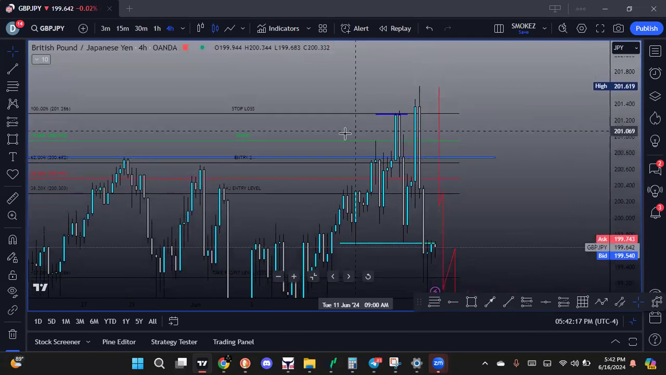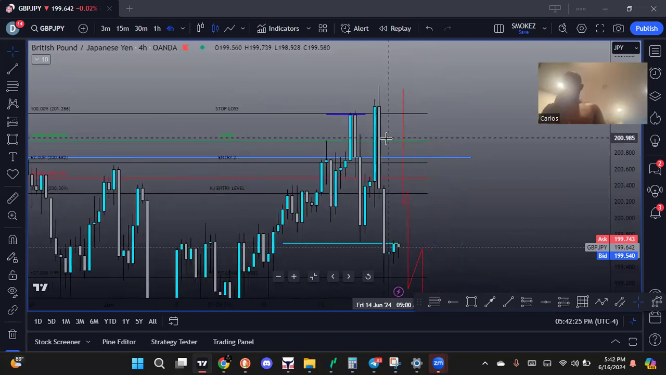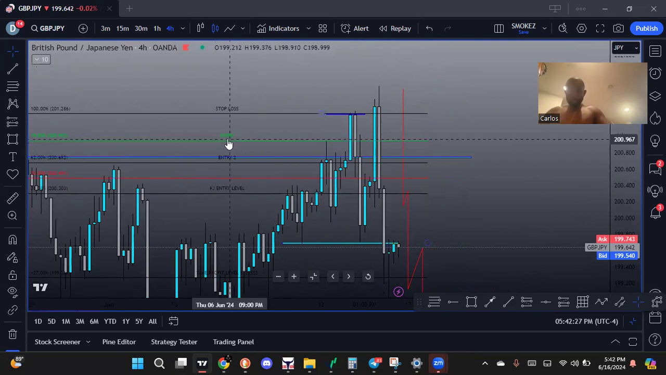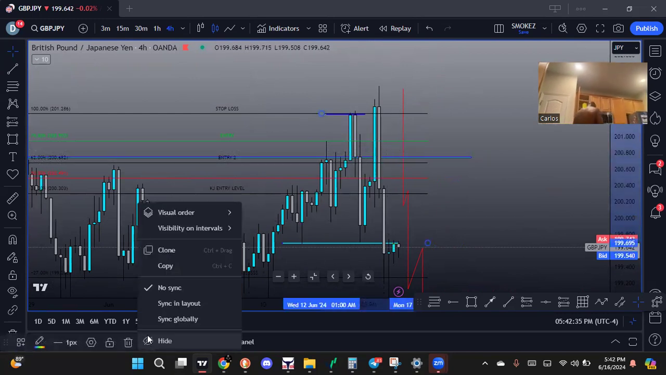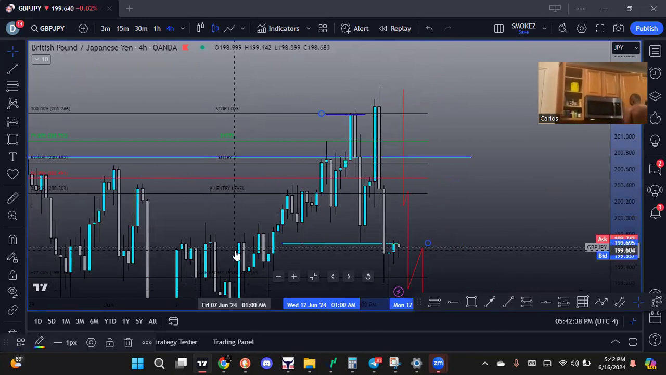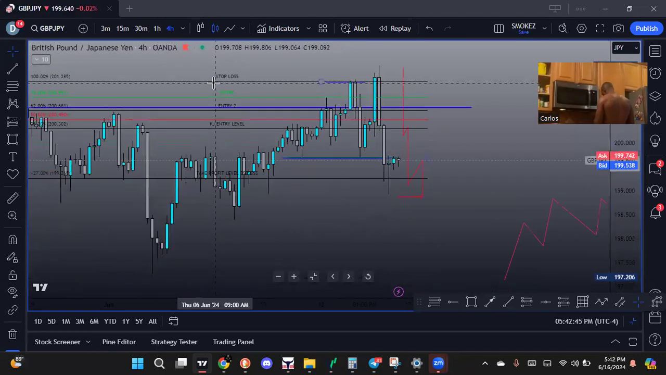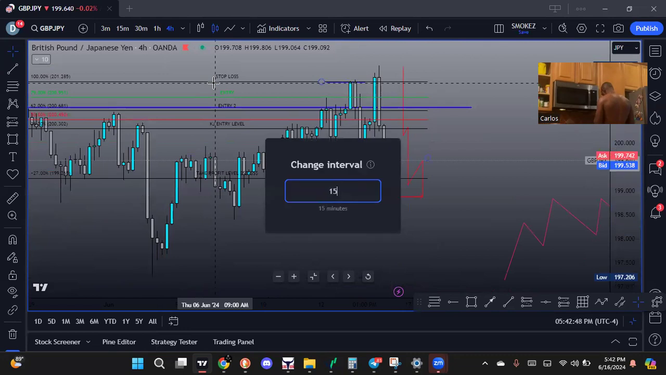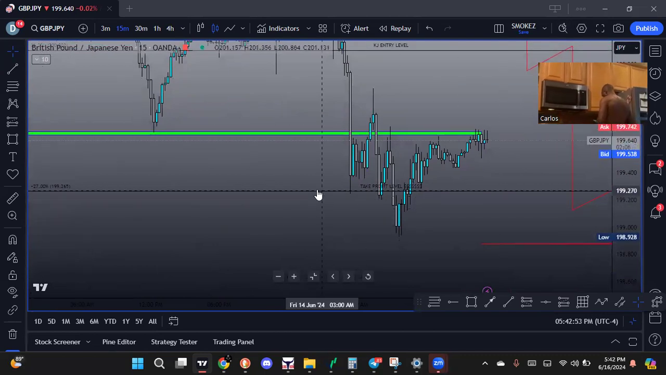So if you look here, I have it labeled. We would have entered right here. 79 entry, stop loss. There's multiple entries here. So I'm gonna sync it. So when we go to another time frame, TP was here, take profit.